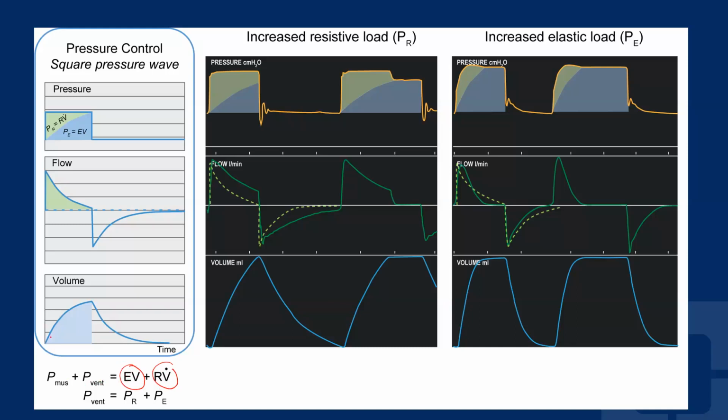So for those that are obsessed with getting rid of this little peak at the beginning of the breath, it's inconsequential from the standpoint of injuring the alveoli. It's pure resistive load.